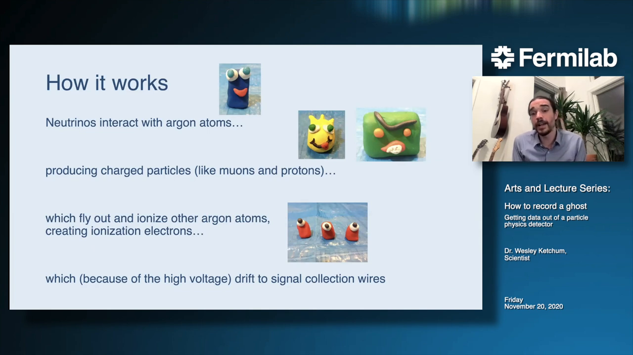And like I said before, if it's a muon neutrino, it can create a muon and a proton as part of that reaction. Those muons and protons have a lot of energy from the interaction, and so they fly out inside the detector. As they travel through the liquid argon, they ionize a lot of those argon atoms and create a lot of these little red guys, these ionization electrons. They're electrons, so they have negative charge, and they've just been released from their atoms. They're sitting in this really large electric field, where there's a really negatively charged cathode on one side and nice positively charged wires on the other. And so they're going to move away from the cathode and towards our collection wires. It's these little ionization electrons that we actually detect on those wires.